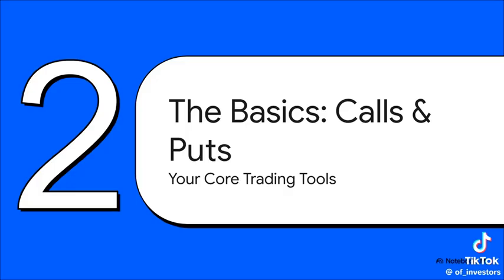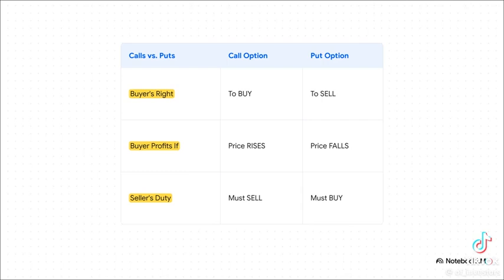Okay, now we're getting to the good stuff. We know what a derivative is, so let's get into the two absolute fundamental tools you'll be using. I'm talking about the call and the put. Seriously, pretty much every option strategy out there starts with these two. This table really lays it all out perfectly. Let's break it down. If you buy a call option, you're buying the right, and this is key, the right, not the obligation, to buy an asset at a certain price. You do this when you're bullish, when you think the price is going to shoot up.